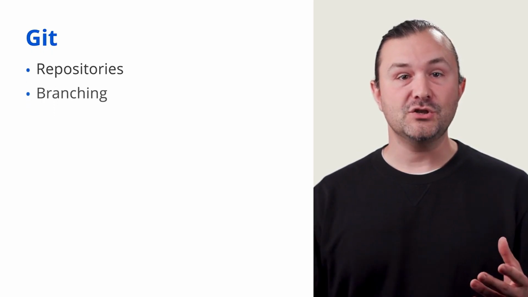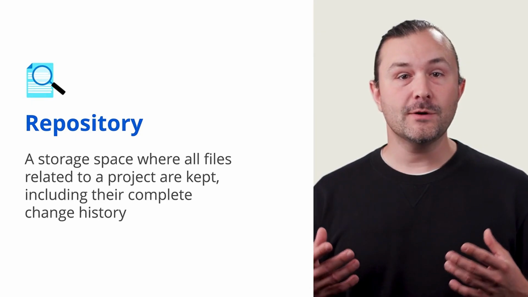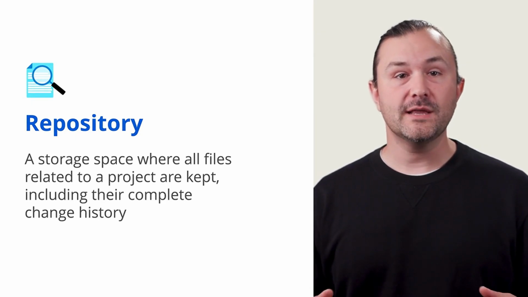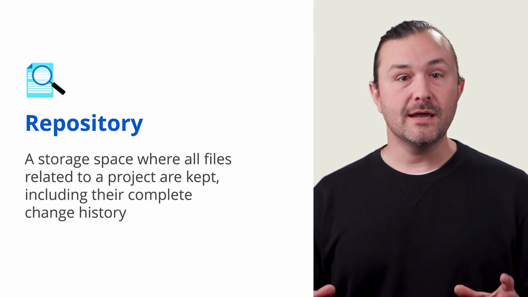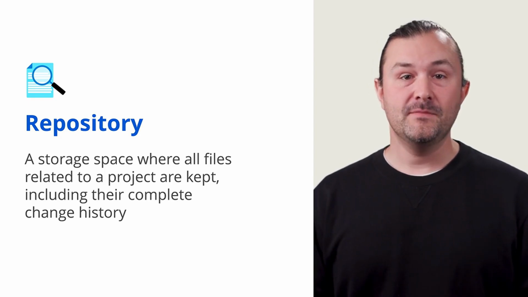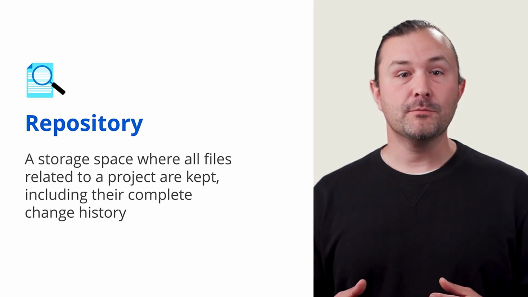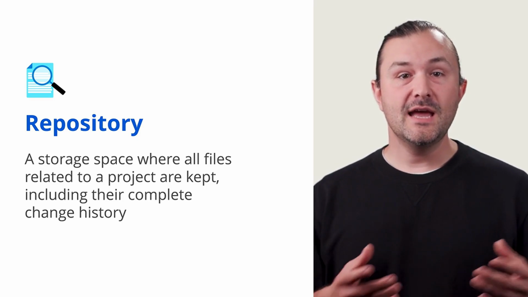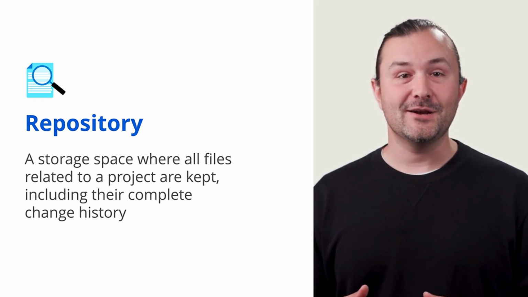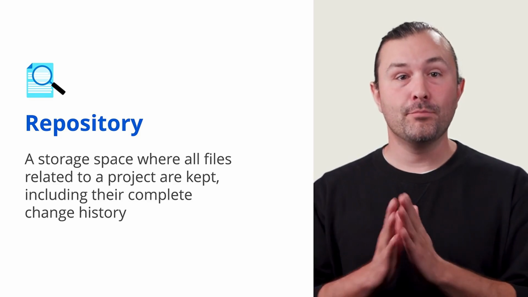So how does Git enable developers to maintain the history of their code, track changes, and collaborate? Git involves the use of repositories and branching. In Git, a repository is a storage space where all files related to a project are kept, including their complete change history. These repositories hold snapshots of all versions of the code, allowing developers to track changes, maintain history, and roll back to a previous version if necessary. Next, let's explore branching.